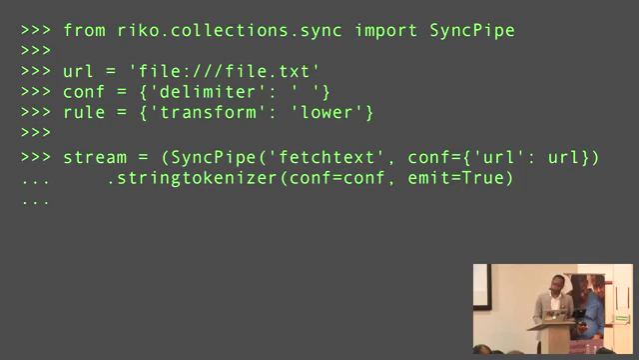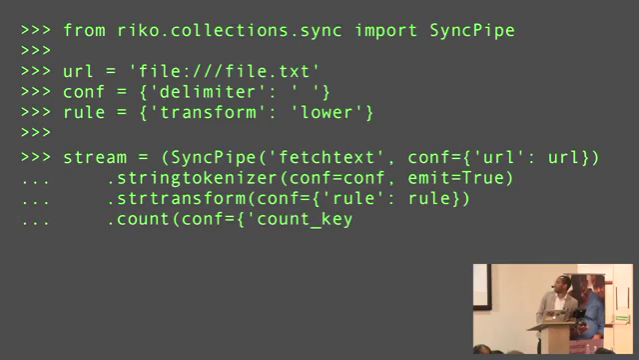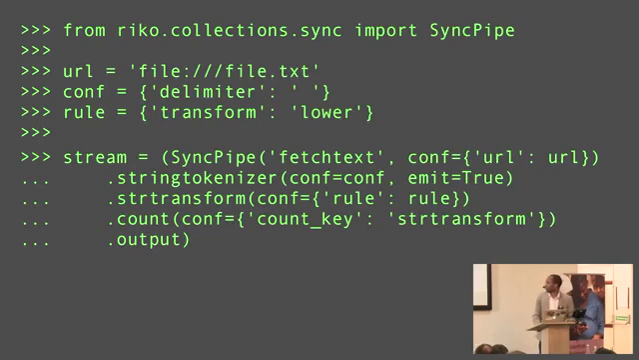So you can see here, what you pass the sync pipe is a string of the type of data that it is. Since it's a text file, we're just using fetch text. The configuration is going to be the URL to the file. We're going to do string tokenizer, which is what allows us to tokenize each line by the space. And then you can see where that emit equals true. That's similar to how PySpark did the flat map. So when we do emit equals true, it just takes what would be a nested list and flattens it into a plain list. We transform it by lowercase, and then we're going to count by the string transform.